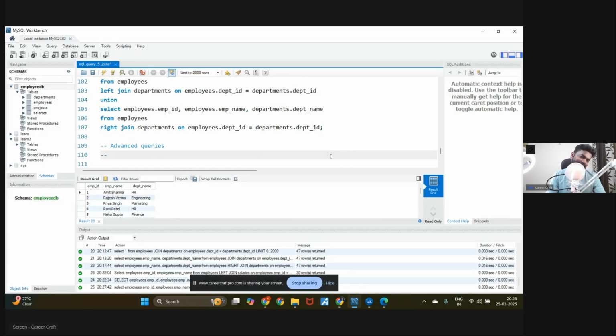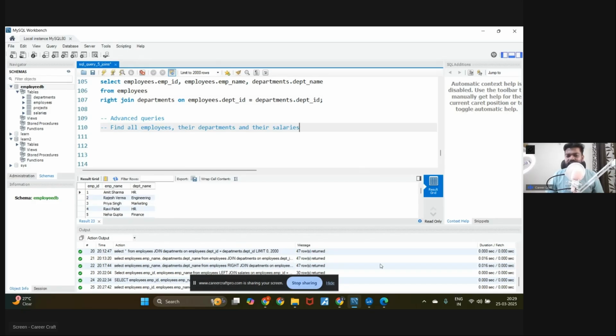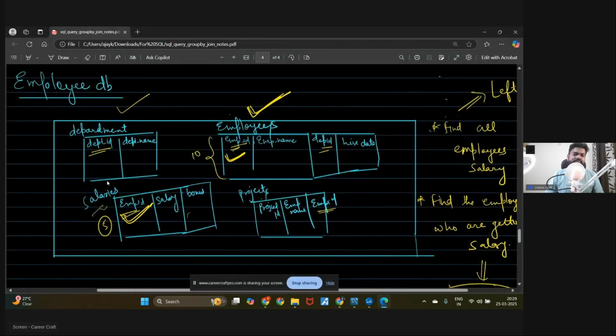This is a challenging question, and this is the question that will be asked in the interview. I have asked it many times, and believe me, if I am a staff data scientist and I am saying this, it means something. So find all employees, their departments, and their salaries. You can see the schema. You have to find all the employees, their department, and their salary.